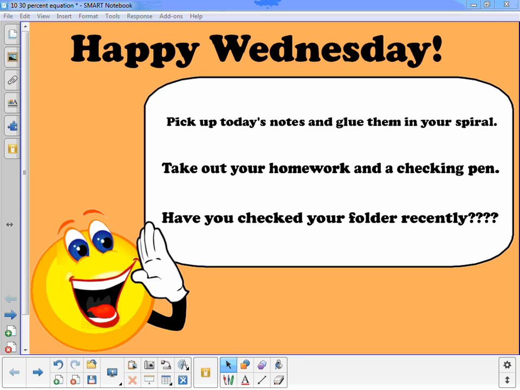Make sure you picked up the notes for today, and before you leave class, glue them in your spiral. Take out your homework and a checking pen, colored pen or pencil. Put your pencils away while you're grading. And before you leave class today, if you didn't do it before class, make sure you're checking your folder to get your graded assignments. Also, on last night's homework, if you didn't show proportions, you need to turn it in for a late grade. Go fill out a missing work report and sit in the hallway. Be sure to put your papers in your binders neatly.